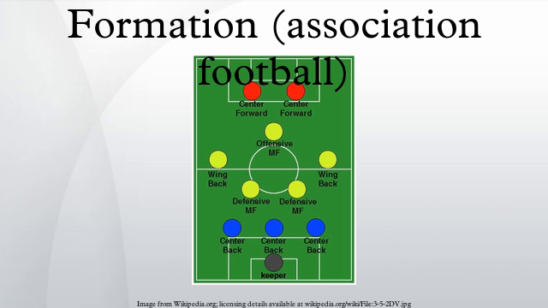5-3-2. This formation has three central defenders. This system is heavily reliant on the wing-backs providing width for the team. The two wide full-backs act as wing-backs. It is their job to work their flank along the full length of the pitch, supporting both the defense and the attack.